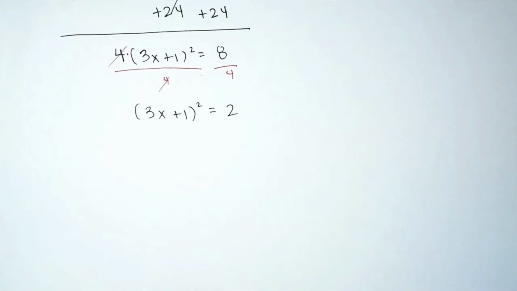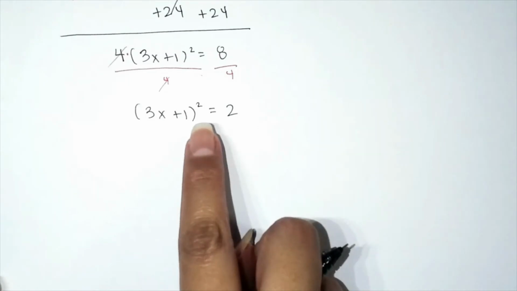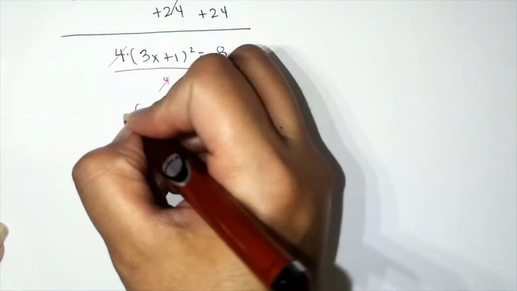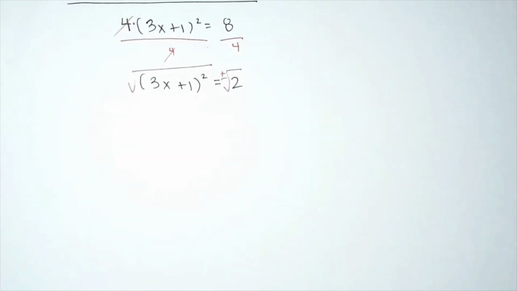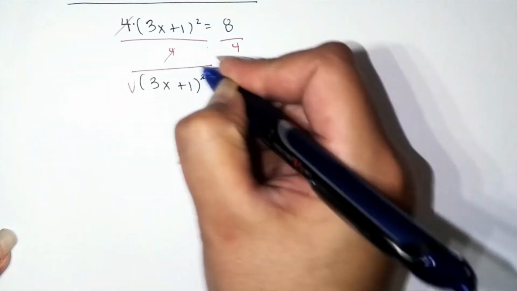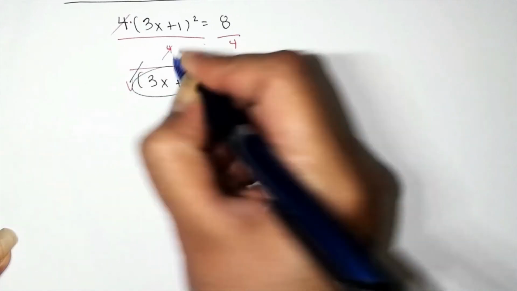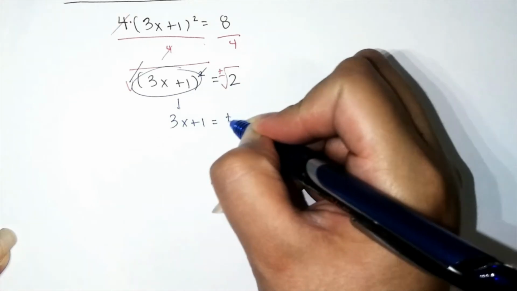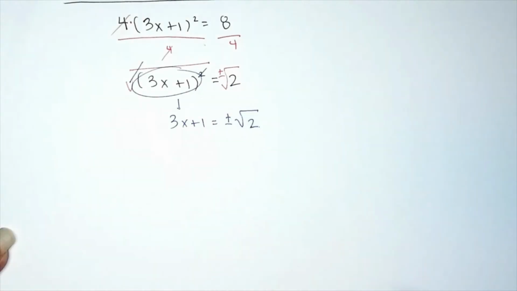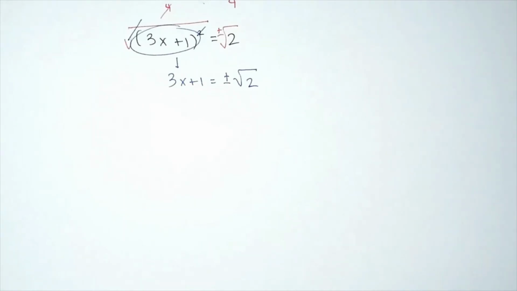Now that we've isolated the squared part, we can apply the square root property. The square root property says this: to get rid of a square, let's square root. And remember, at this point, we have to insert our plus or minus. If we wait until the next line, that's actually incorrect. After we square root both sides, the square and the square root undo each other, and that will leave us with the radicand of 3x plus 1 is equal to plus or minus the square root of 2. Unfortunately or fortunately, 2 does not have a perfect square factor, so it's already simplified.